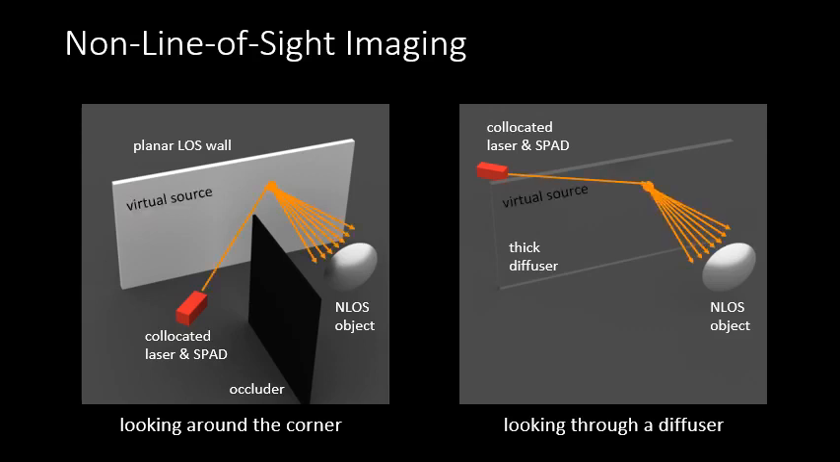In both of these cases, the light source illuminates a point on the visible surface, wall or diffuser, and this point scatters light in all directions towards the non-line-of-sight scene, acting as a virtual source. Similarly, the sensor images a single point on the visible surface. This point receives light from all directions from the non-line-of-sight scene, acting as a virtual sensor.